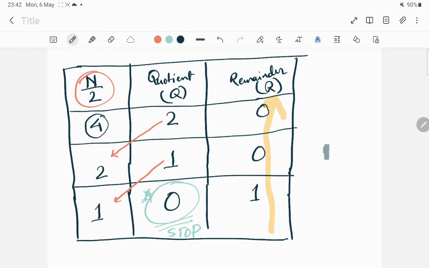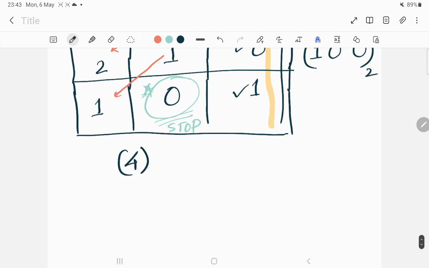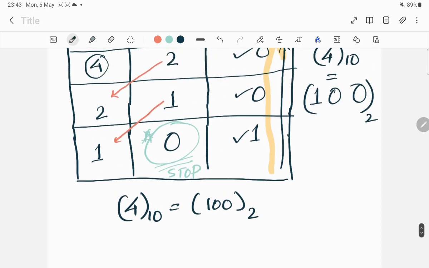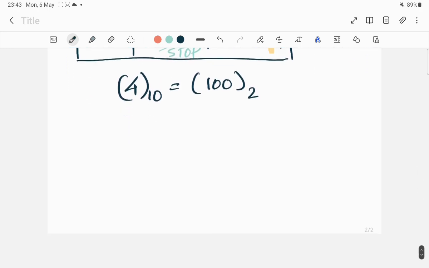If I read it in a reverse way, 1 0 0. So I have read it in the reverse way. So this is nothing but 4 base 10 in binary system. Okay, so that means 4 base 10 in binary system is nothing but 100 base 2. So don't read it as 100, it is 100 base 2. So this is one of the examples.